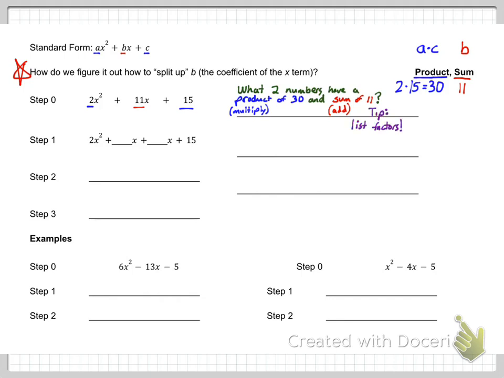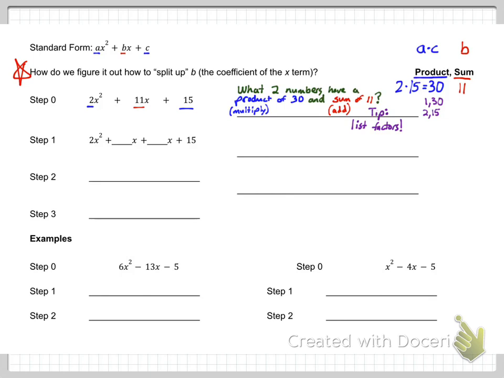So if you list those factors, that's what I'm doing when I list these numbers under the P. Those are all the numbers that multiply to get you 30. You can just start in your calculator and type in 1 times 30 is obviously 30. Then divide 30 by 2 and see if that gives you a whole number or an integer. If it does, you're in business.